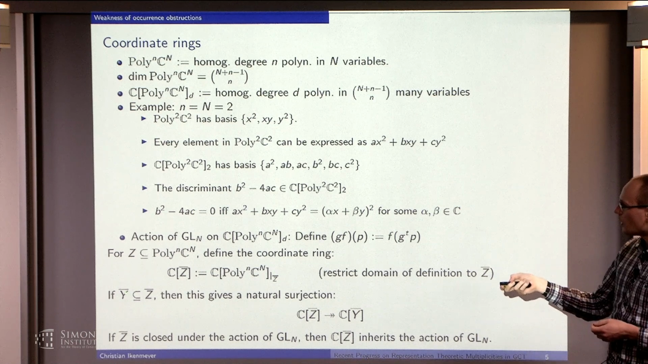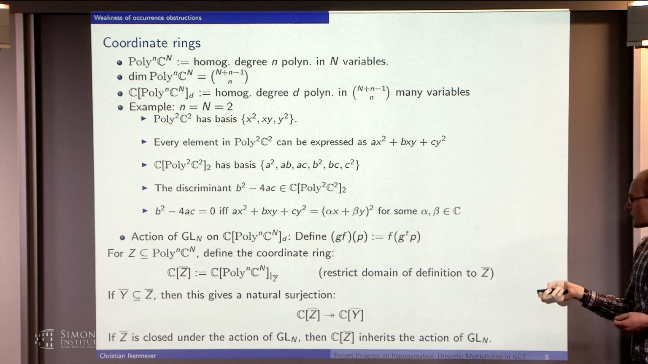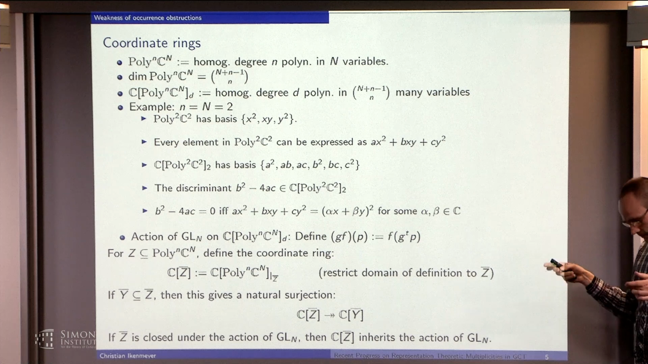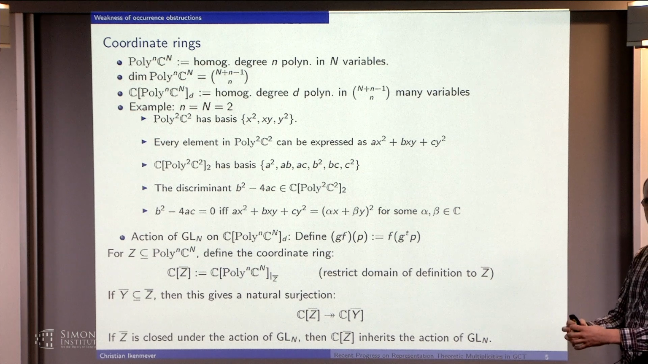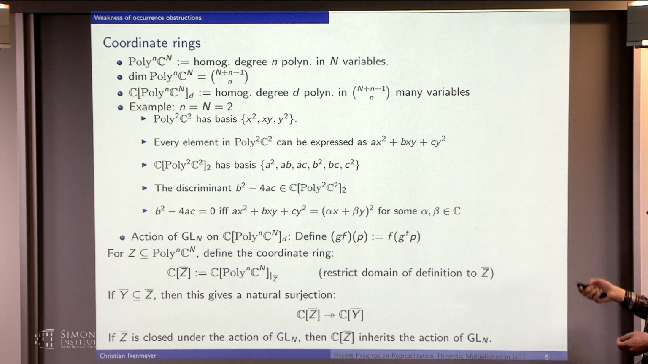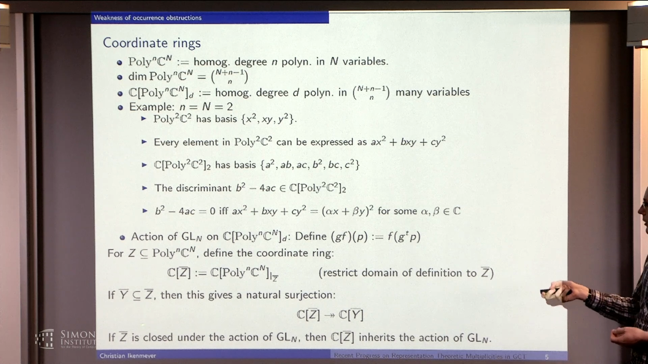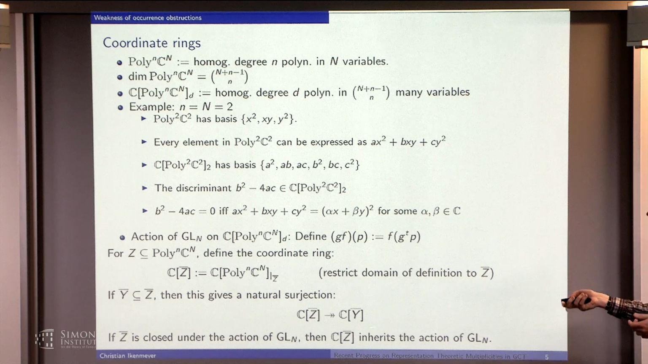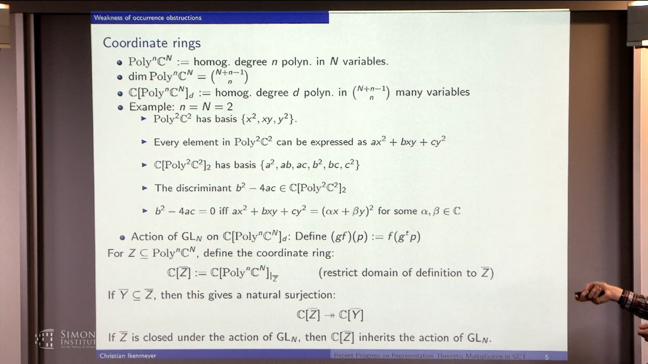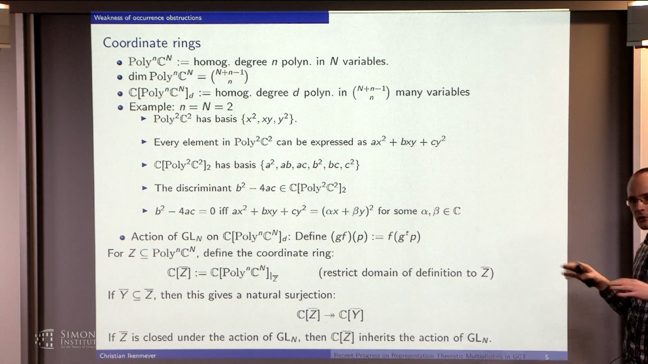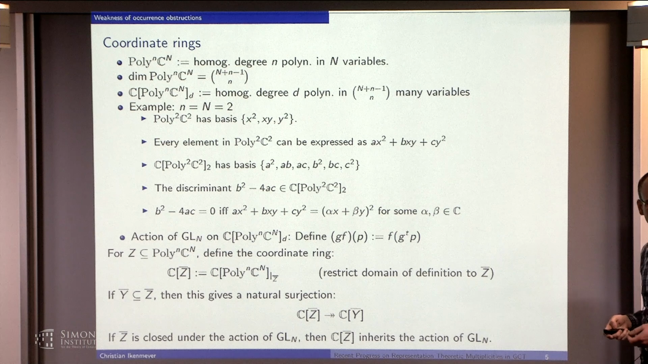So if there's one of them, Y bar, sitting inside Z bar, then this gives a very natural surjection of these rings. Those are rings of polynomials where the domain is restricted to Z bar, and now you restrict even further to Y bar, right? So this is a surjection of functions. And in a natural way, the Z bars that we will consider will be closed under the action of the general linear group, and this lifts also to these functions. They will have exactly this action that we had here. All our coordinate rings that we see will have a natural action of the general linear group in all our cases.